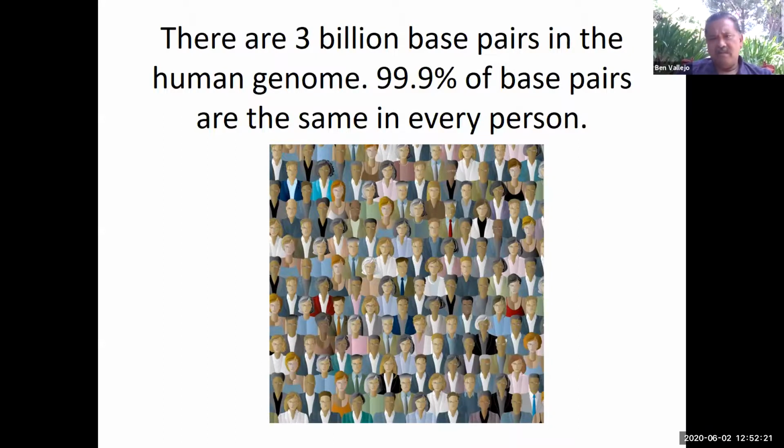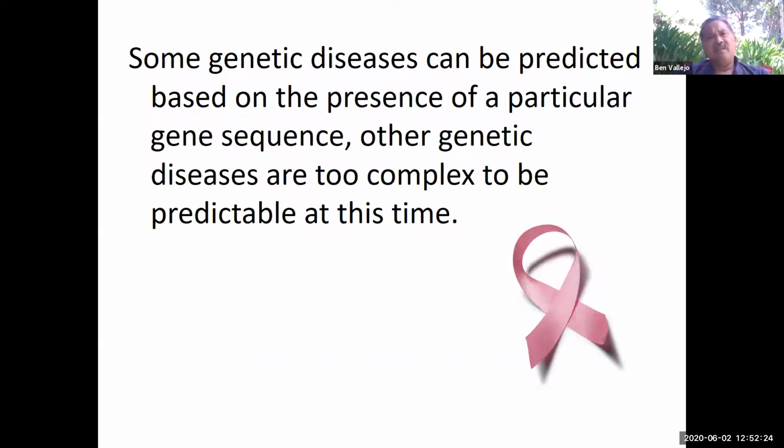That is well designed. On this slide here, it says some genetic diseases can be predicted based on the presence of a particular gene sequence. Other genetic diseases are too complex to be predicted at this time. So, just because you carry the gene for cancer doesn't mean you're going to get cancer. Your chances are higher, but you don't have to get it. Some things that happen could trigger turning on this gene or leaving this gene off. So we need to know more about this.